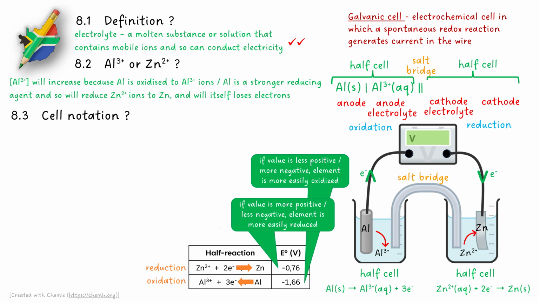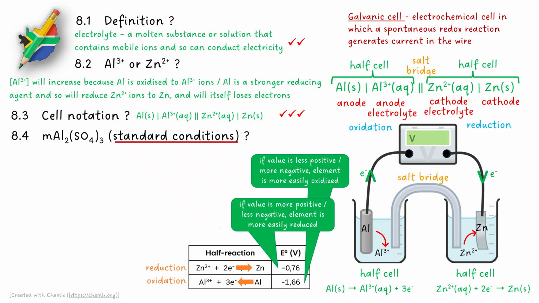Oxidation always occurs at the anode, and so solid aluminium is the anode, and aluminium 3+ is the anode electrolyte species. And reduction occurs at the cathode, and so the species for the cathode electrolyte is zinc 2+ ions, and the cathode is made of zinc.